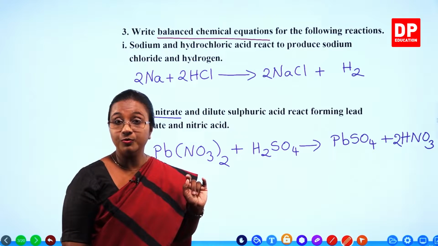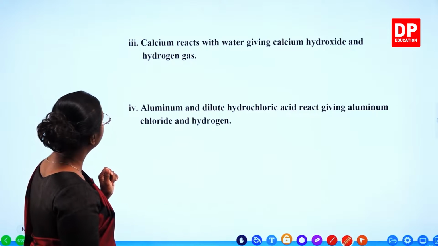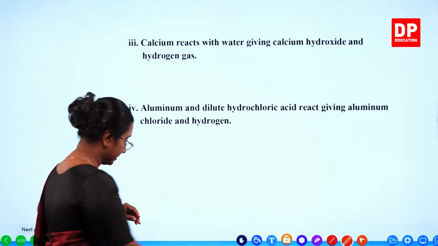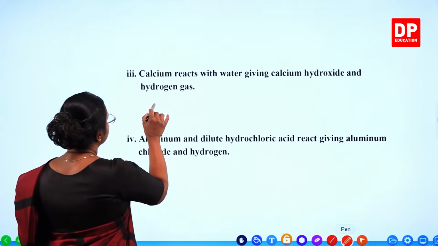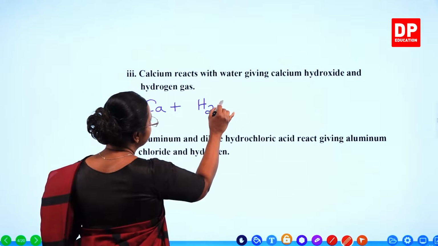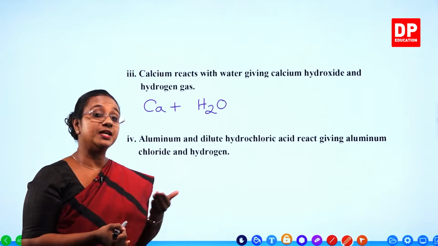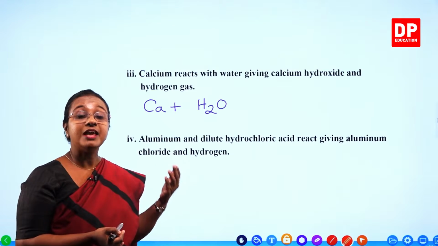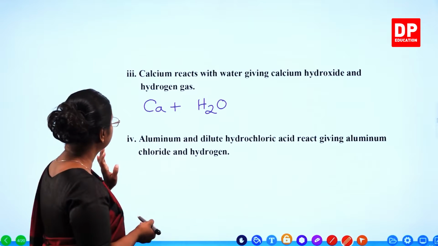With that, we will move on to the next slide. The third one. Calcium reacts with water giving calcium hydroxide and hydrogen gas. This is also a reaction, students, that we did not do in the lab. Even sodium with acid, calcium with water, because we know they are very reactive. The reactions are usually violent. So, we did not try it out in the lab.